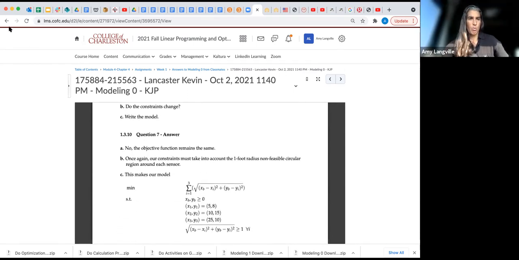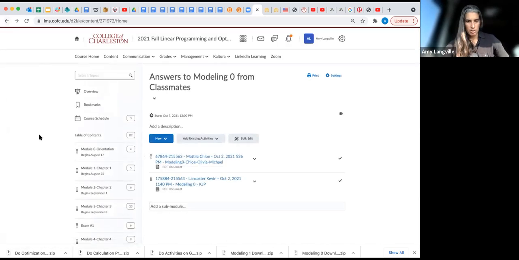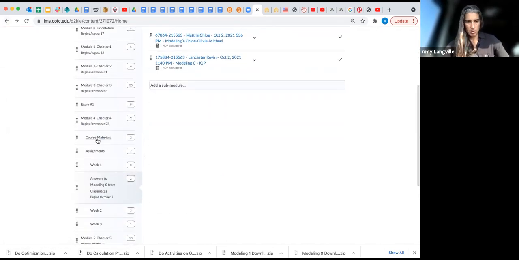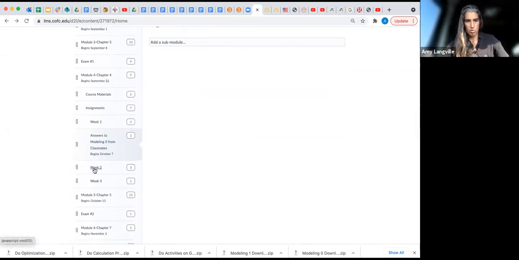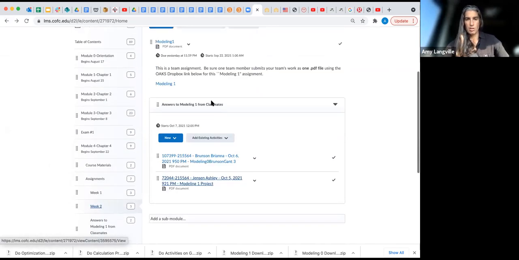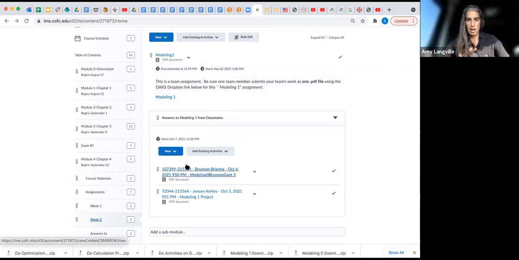All right, so then let's go back and check out the modeling assignment 1. So we're back in Oaks again. Your assignments. Now we got week 2. Week 2 has both the original assignment, and now I put this time a group of Ashley, Maddox, and Kristen, and Brianna and Avery. So let's take a look for different reasons.